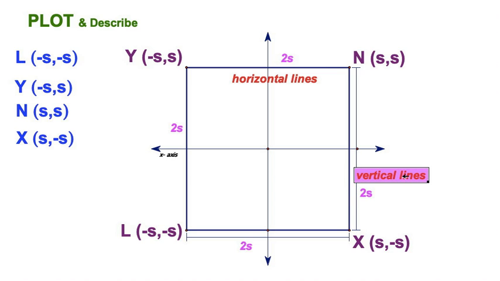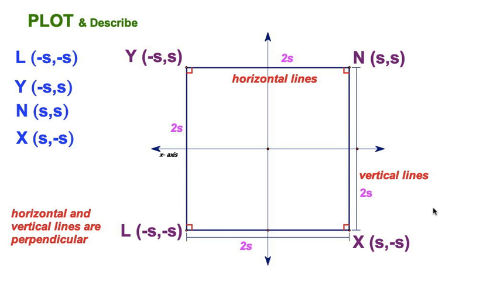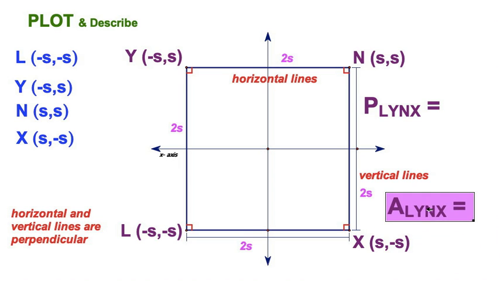Horizontal and vertical, and we remember from section 3.5, horizontal and vertical lines are perpendicular. So that's going to give us this. So you can go ahead and put the right angle symbols in there. But now I want to know two things: the perimeter of Links and the area of our little Links.